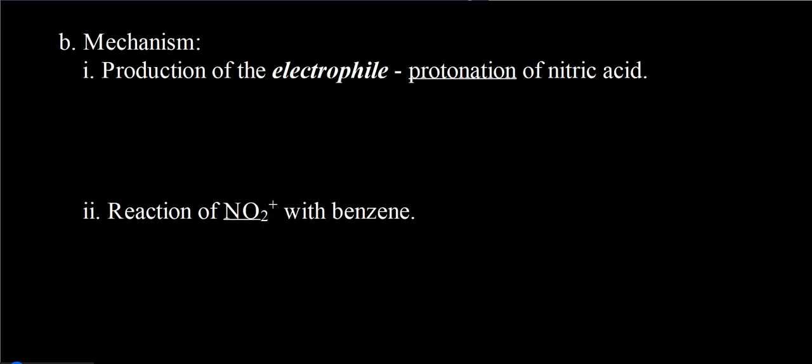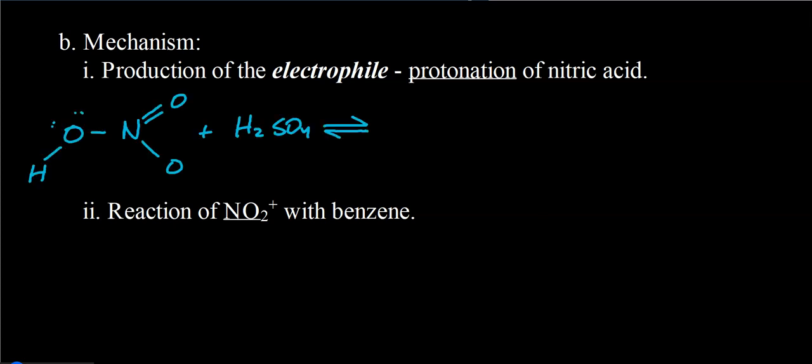So let's start off with the production of our electrophile, which involves the protonation of nitric acid. So here's where the sulfuric acid is important. The nitric acid is going to be protonated. It's going to gain a proton. So let me draw that and show you what that looks like. All right, so the sulfuric acid is going to protonate the nitric acid. This step is reversible. And so what we end up with is something like this.